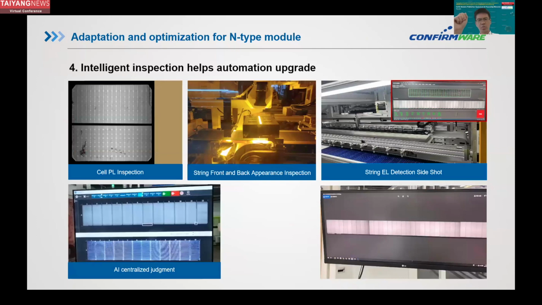In the stringer, we have 3 different quality control systems. After cutting, we have cell PL inspection, so it will know after cutting which is okay and which is NG. If it's NG, it will be removed to the NG box automatically. The others are, after soldering, we have a visual appearance inspection system and also an EL detection system.